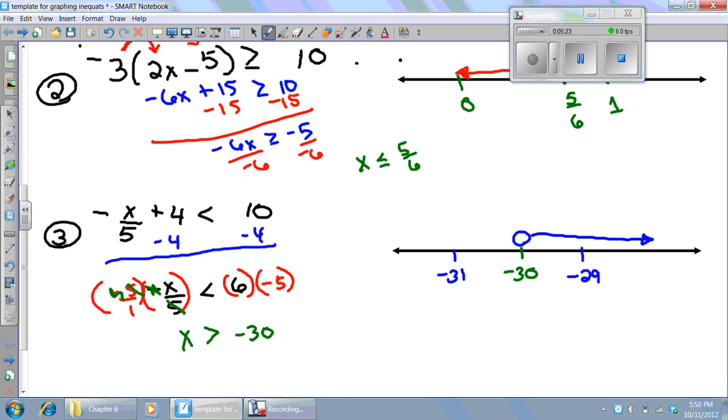Now remember, I have to put the arrowhead on because there is an infinite set of numbers that make these statements true. All right? Negative 29 is greater than negative 30, negative 28, negative 28 and a half, negative 27 and 3/4, negative 5, 15, 6 million, a Google. All those numbers make it true, so I need the arrowhead.